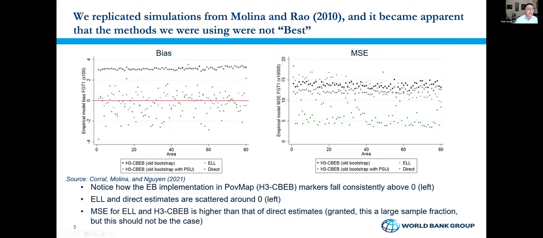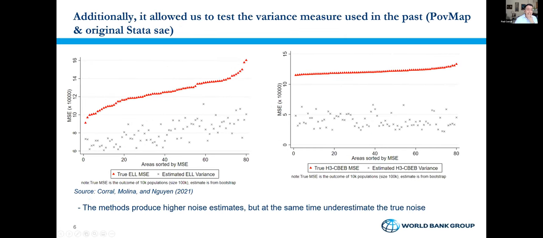Now, granted, these are simulations, they're based on the model's assumptions, and they're based on rather large sample data from areas that are rather small census, so the population is like 20,000. You can read about it in the papers, but this brought concern to us. Something needed to be fixed.